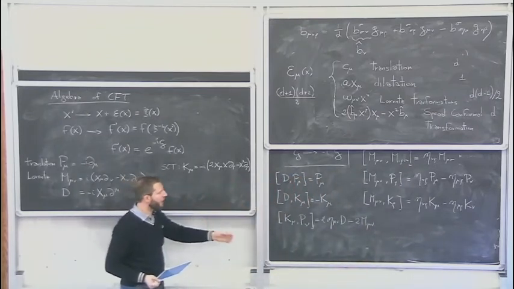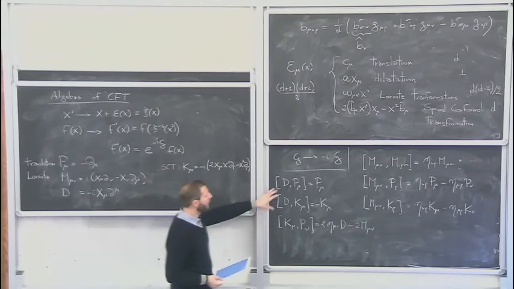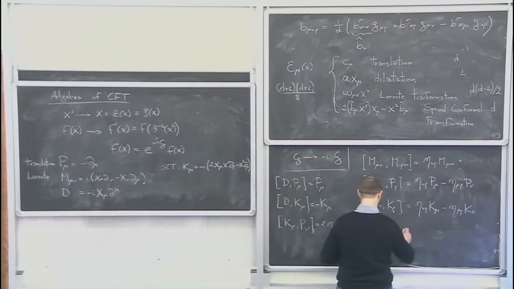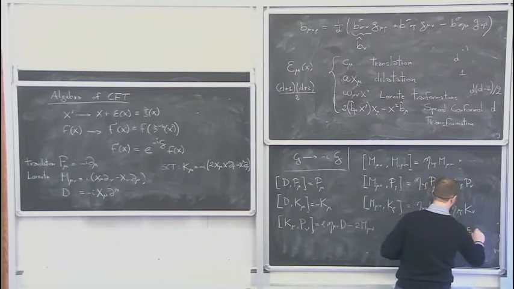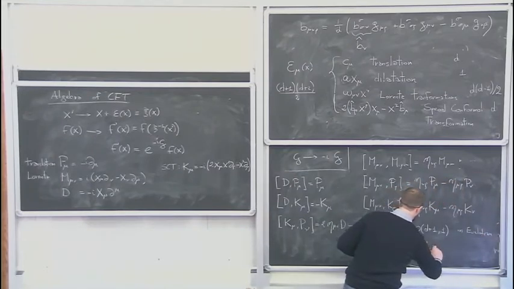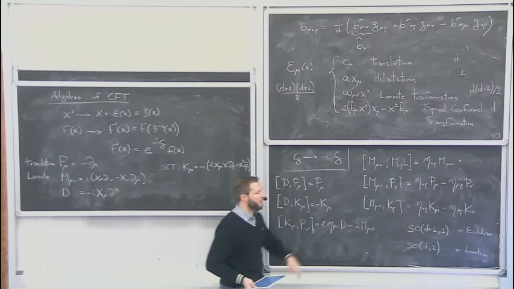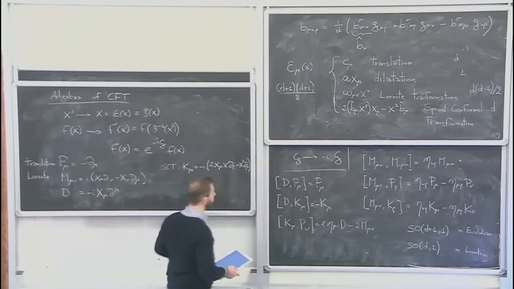Okay, so this is the algebra of the conformal group, and it's straightforward to show that this algebra can be identified with SO(D+1,1) in Euclidean space, or SO(D,2) in Lorentzian signature. Depending on if you perform a Wick rotation, you can pass from one to the other. And the way to do that is to redefine slightly the generators.